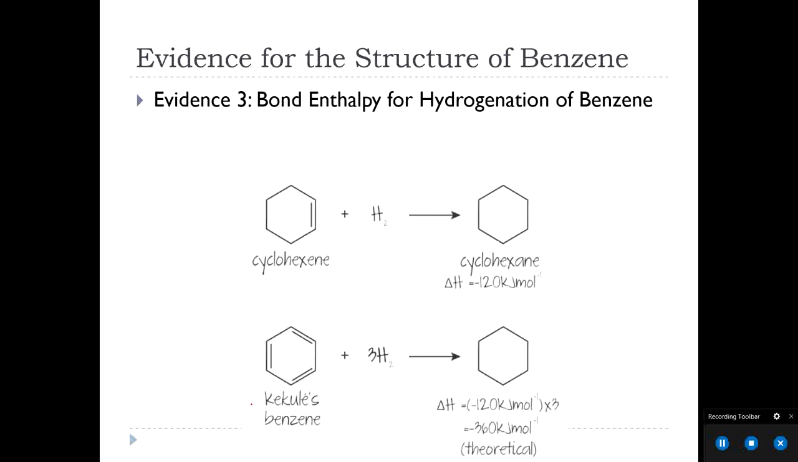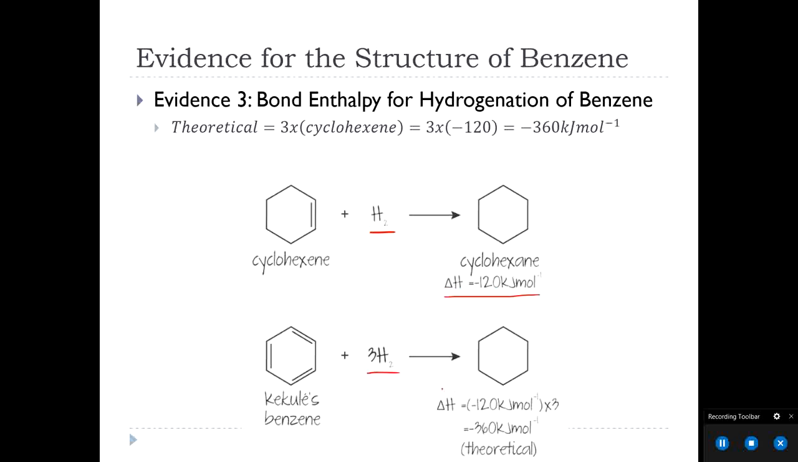So the third piece of evidence is the bond enthalpy. If we take a look at cyclohexene, we do the hydrogenation reaction, so we add an H2 across the double bond here to make cyclohexane. And we find out that adding an H2 across the double bond has an enthalpy of negative 120 kilojoules per mole. Benzene, having 3 double bonds, if we add 3 H2s, should have an enthalpy of 3 times the amount of cyclohexene.